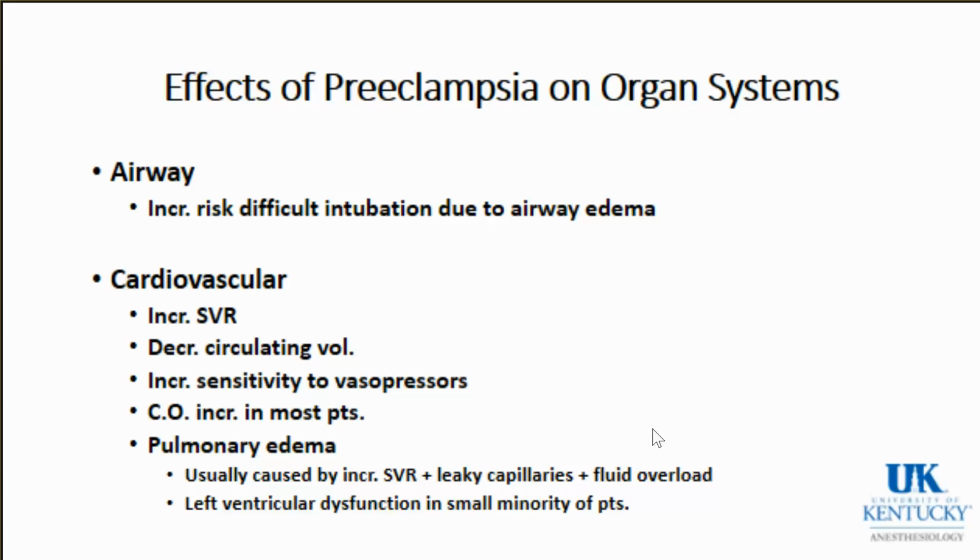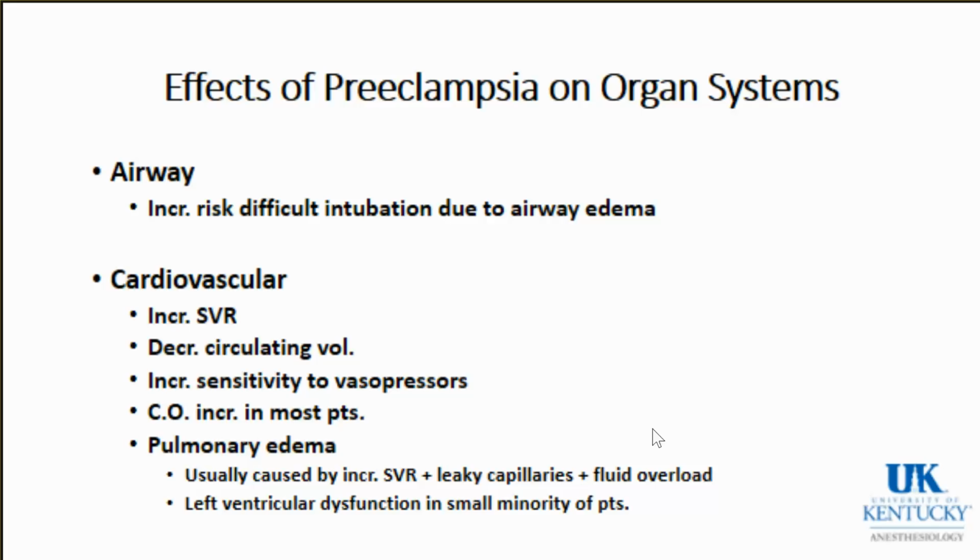In terms of the various effects, the airway: you can have edema with preeclampsia, so you can have more risk of a difficult intubation. Cardiovascular-wise, these patients will have, compared to other normal pregnant patients, an increase in SVR and decreased circulating volume. They have an increased sensitivity to vasopressors, so you want to start out with smaller doses of those if you're treating hypotension. In most of these patients, it's actually sort of a high output condition in that you'll see an increase in cardiac output. And the pulmonary edema that you see in these patients is, in the majority of patients, a combination of that increased SVR, leaky capillaries, and fluid overload.